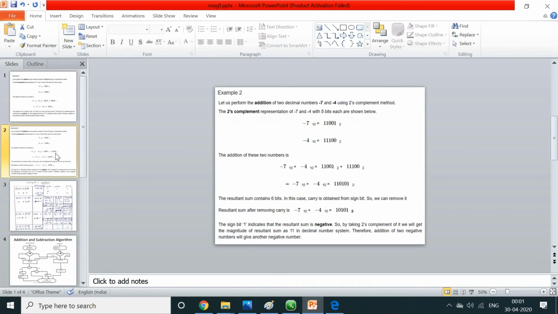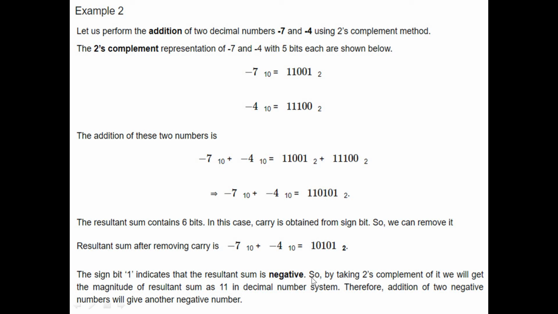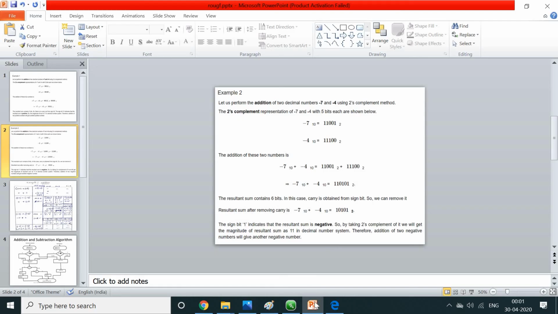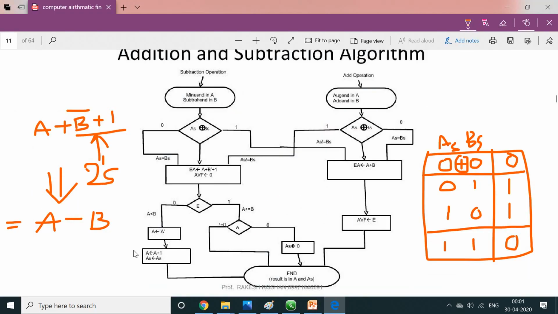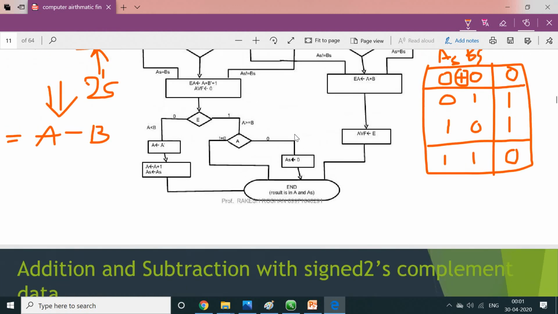Because in this case, if the result sum is negative, by taking its 2's complement we get the magnitude of the resultant sum as 11 in decimal. Like this, we perform one more 2's complement. Again, the result is held in A, and the sign bit of A is held in AS. This is the way we perform addition and subtraction operations. Thank you.